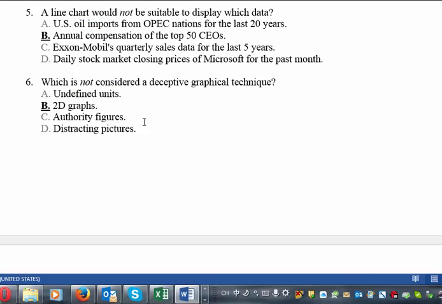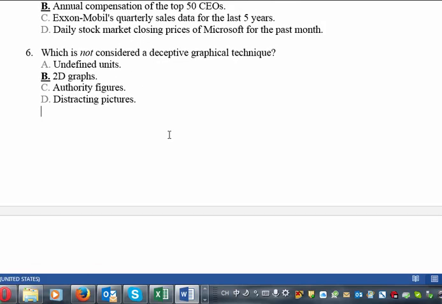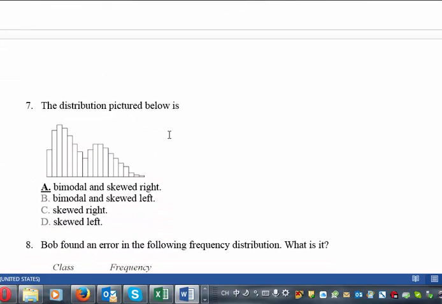Authority figures could be deceptive, as we said. You're assuming someone with status to tell a story. Right? That could be deceptive. Distracting pictures, of course, are also deceptive. So D for number 6, B is the answer.